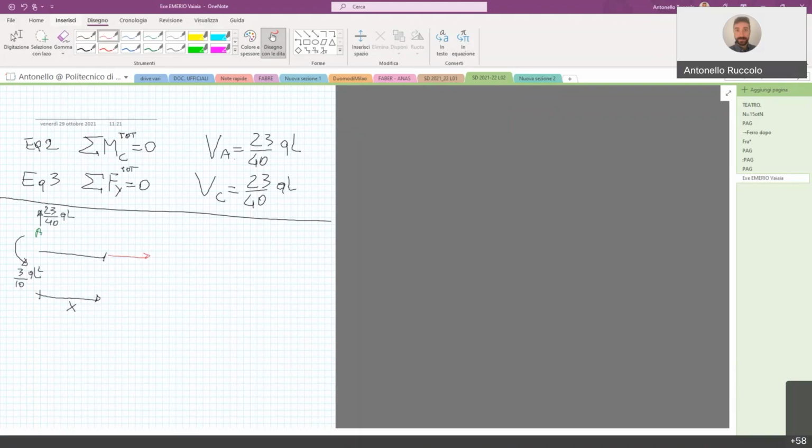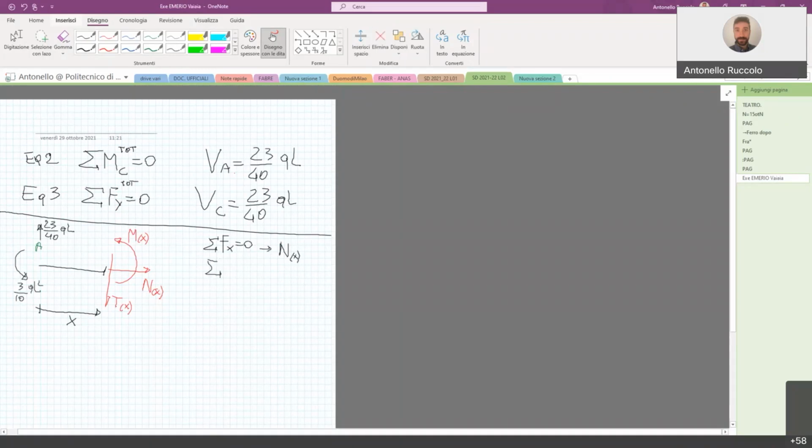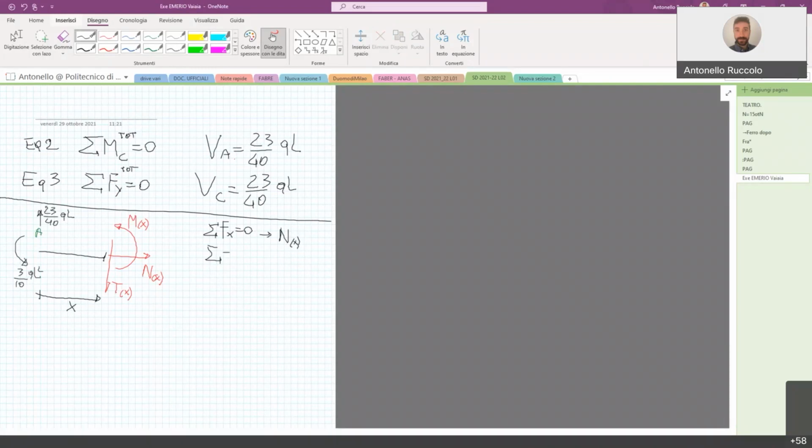We have nothing, we cut it. We have to find our unknowns, which are the axial force N, the shear force T, which we consider positive going downwards, inducing a clockwise rotation in the node, and a bending moment Mx. So if we make the sum of all the horizontal forces, Fx, equal to 0, we directly find that the axial force is equal to 0.